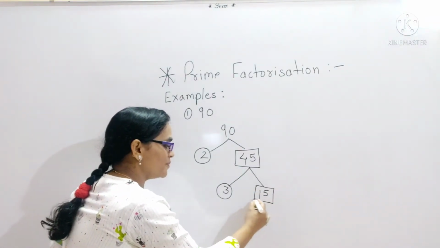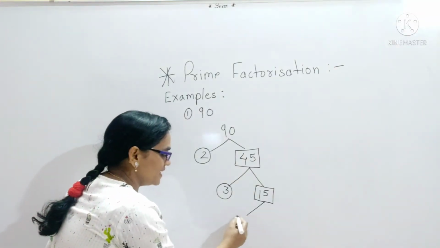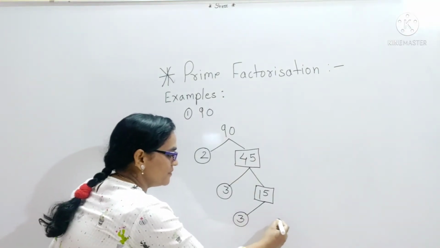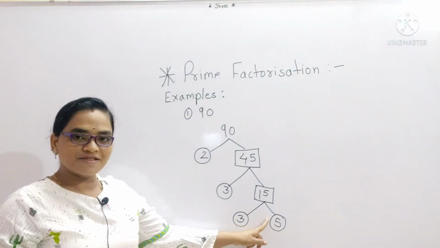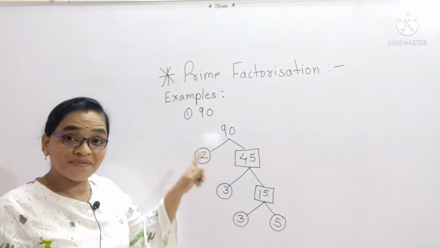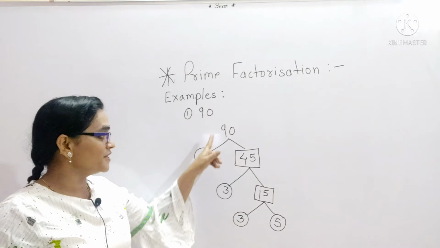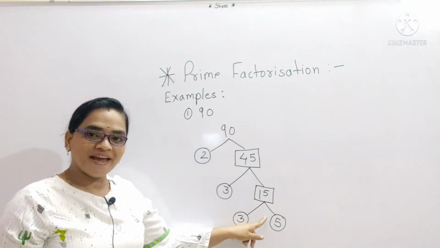Again, 15 is a composite number and it is divisible by 3. Then 3 fives are 15. Now here, 5 is a prime number, so circle it also. Now which factors did we get? Which prime factors did we get? For 90, they are 2, 3, 3 and 5.